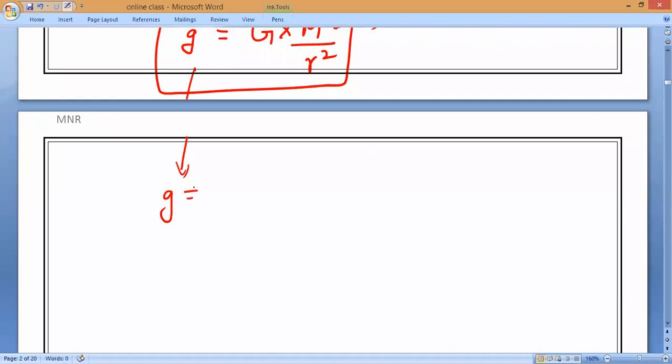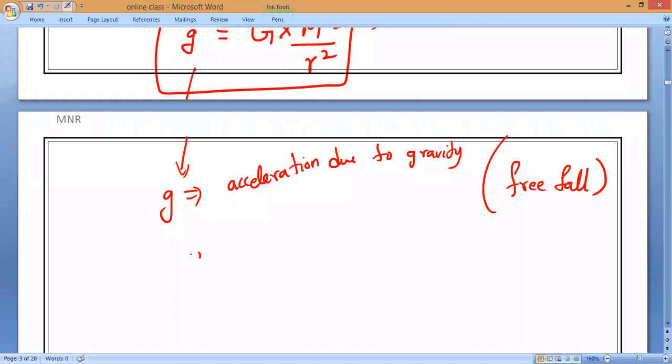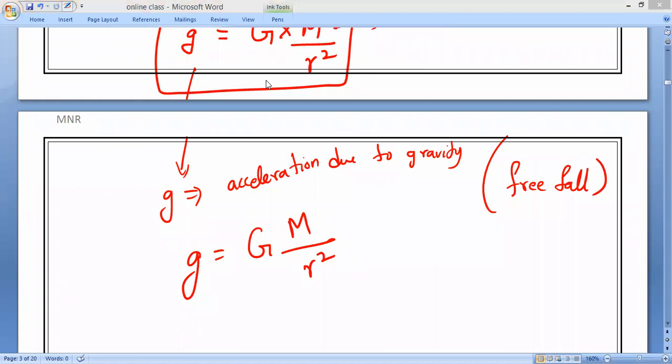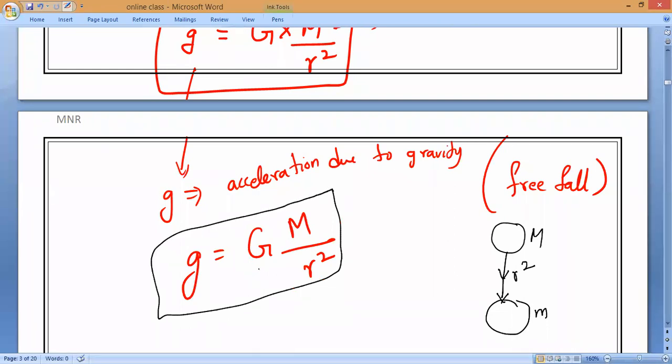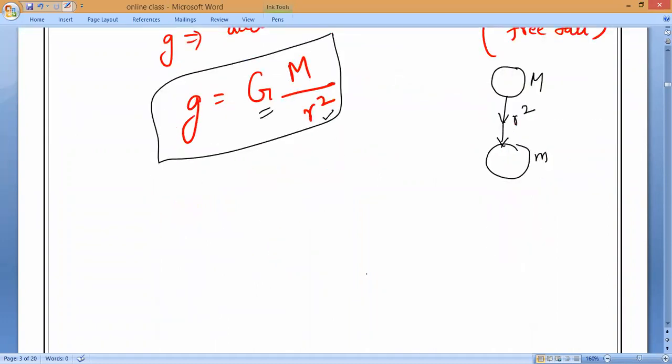Acceleration due to gravity, g, in the case of free fall, is equal to capital G into capital M divided by R square. Suppose this is one body and this is another body, and this body is falling towards that body. The mass of this body is capital M, this one is small m, and the distance between them is R. At what acceleration this body is falling towards that body, we can calculate with small g equal to capital G into capital M divided by R square. Is it okay, guys?